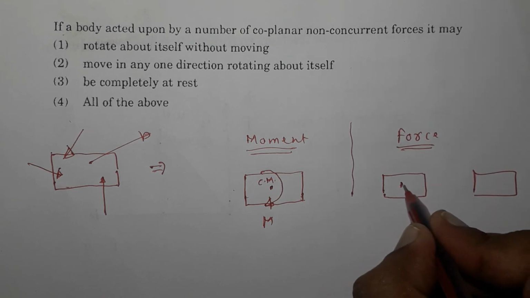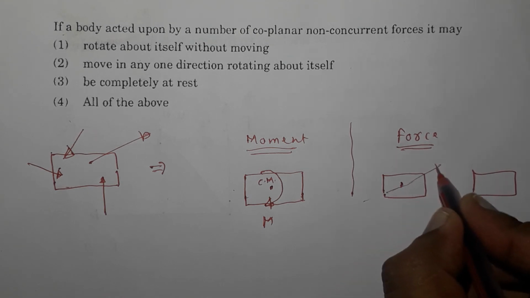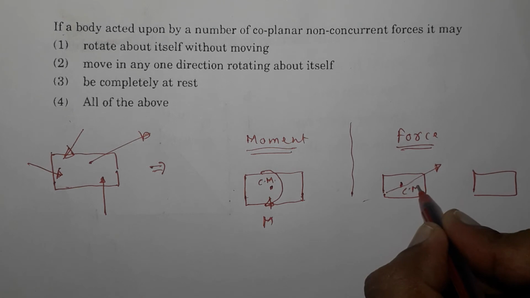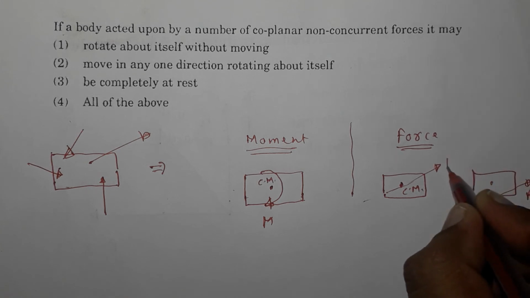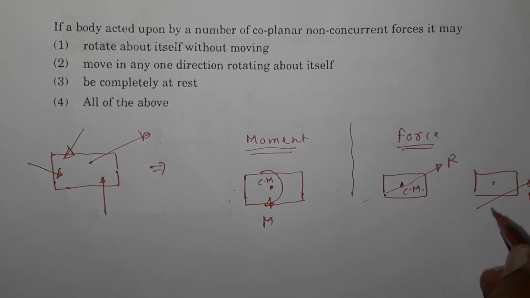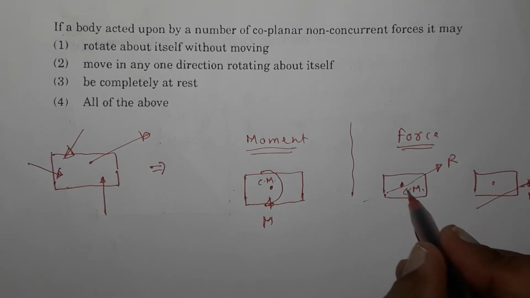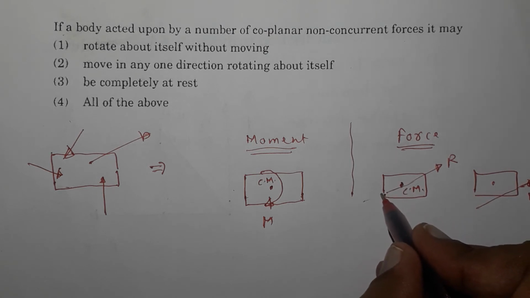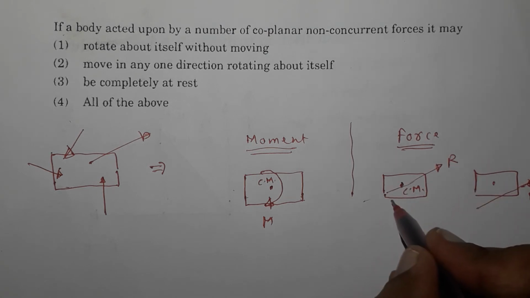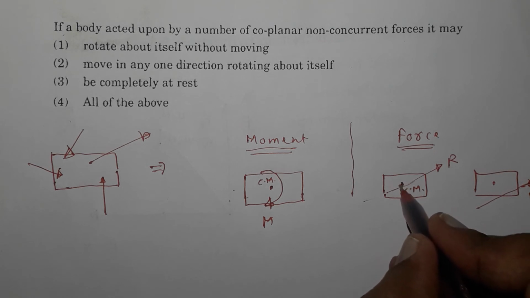First, the resultant may pass through the center of mass, and second, the resultant may not be passing through the center of mass. It may have any direction. I am considering this direction. It may be acting in the opposite direction also. So here, if the resultant is passing through the center of mass, the body will be moving along the line of action of this force, meaning it will be put into rectilinear motion.